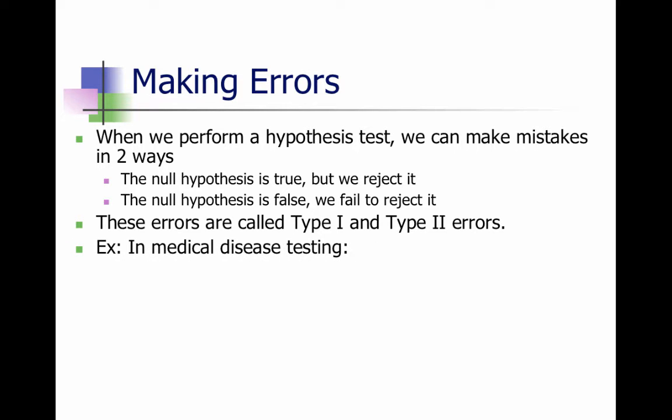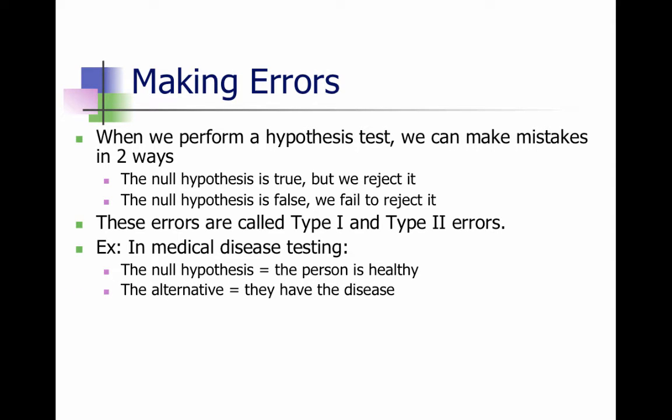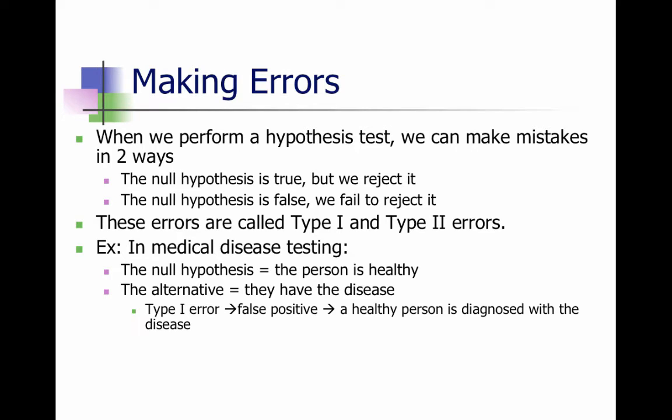Looking at an example in medical disease testing, the null hypothesis is that the person is healthy. Remember that the null hypothesis is that nothing has changed, nothing is interesting, nothing out of the ordinary. So we're assuming that the person is healthy. The alternative hypothesis is that they have the disease. A type 1 error in this case is a false positive.